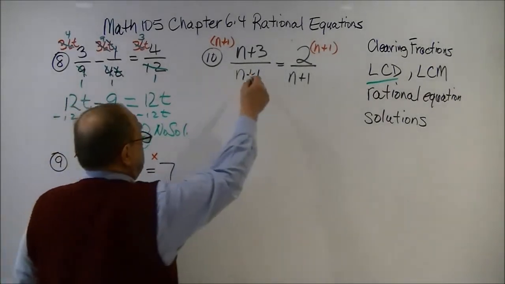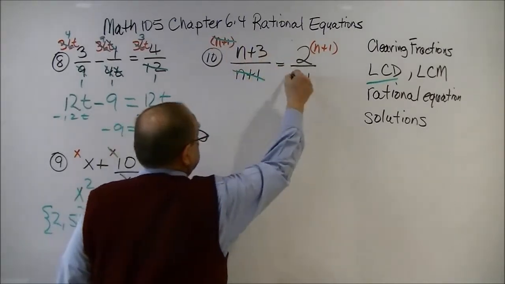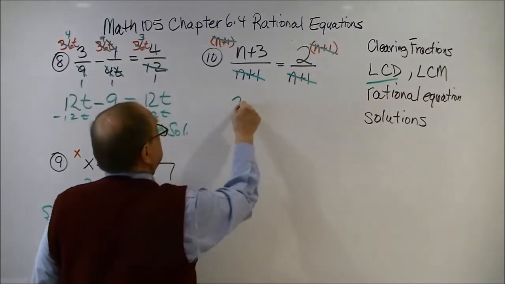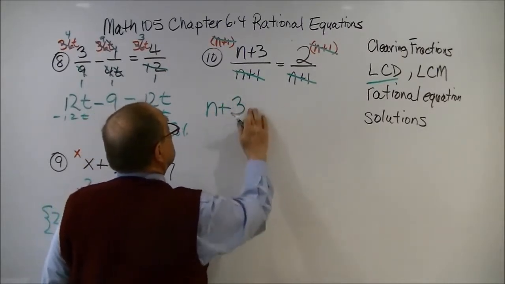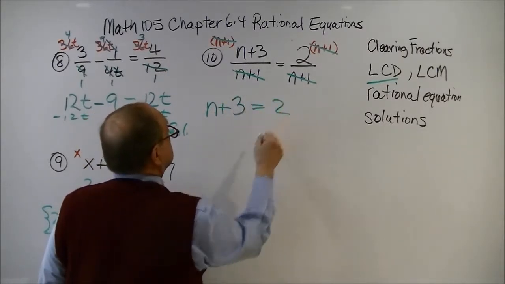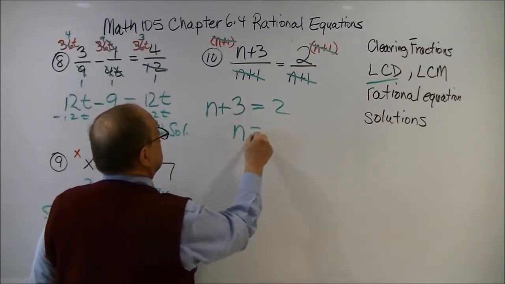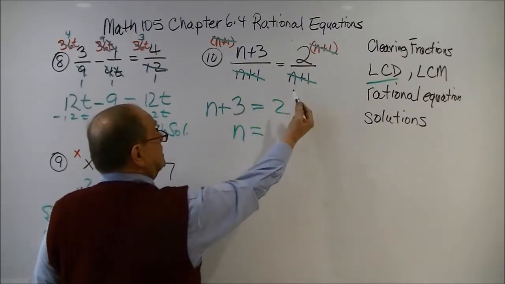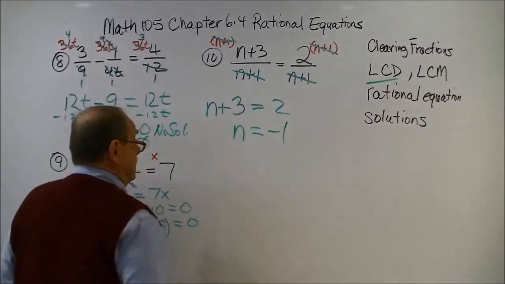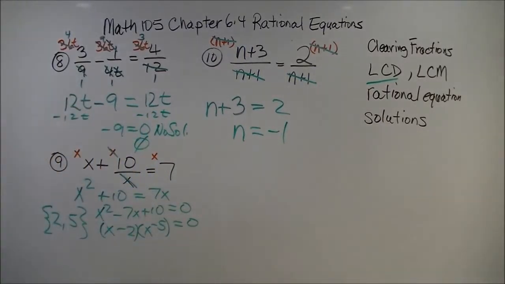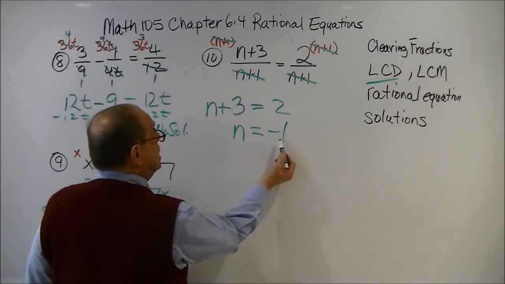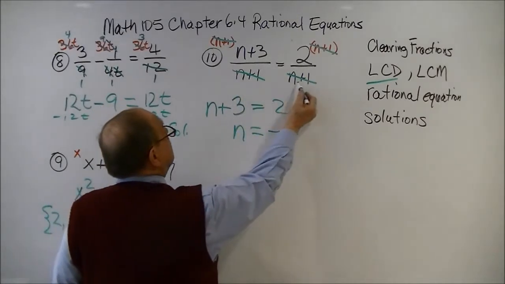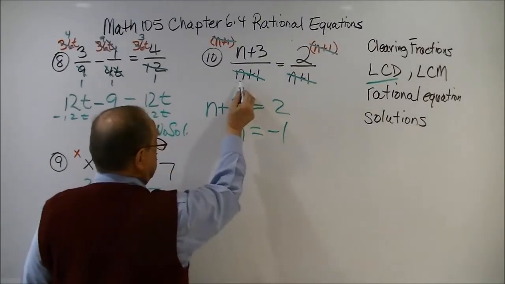So for number 10, these cancel out nicely. And we get, let's see, n plus 3 equals 2. So we're going to transpose that, becomes a negative 3, so n equals negative 1. Uh-oh, problem here. Now, can negative 1 be a solution for this equation?